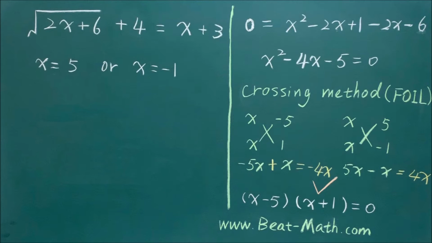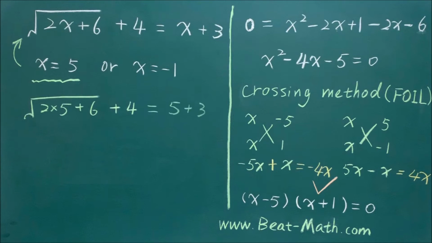Now, the next step is the most important step when we solve square root equations, which is to always check your solution in the original equation. Let's check it out. Plug x equals 5 into the original equation and we get the square root of 2 times 5 plus 6, plus 4, equals 5 plus 3. The square root of 10 plus 6, plus 4, equals 8. The square root of 16 equals 4.